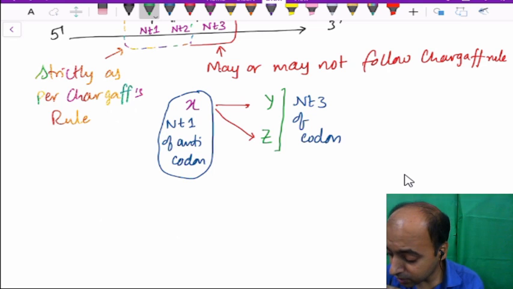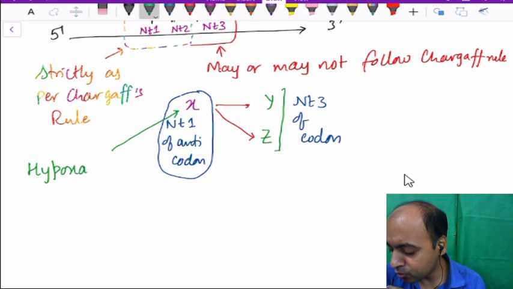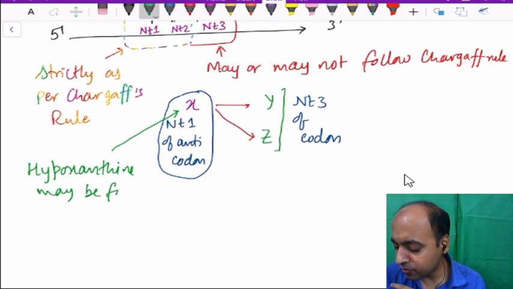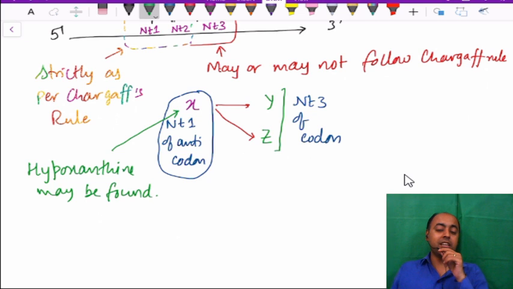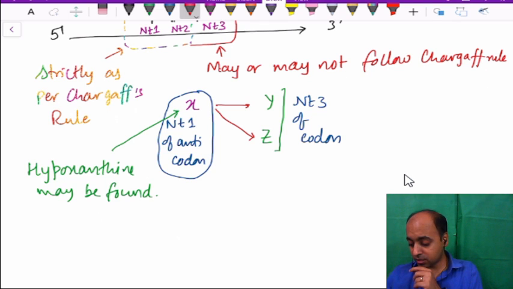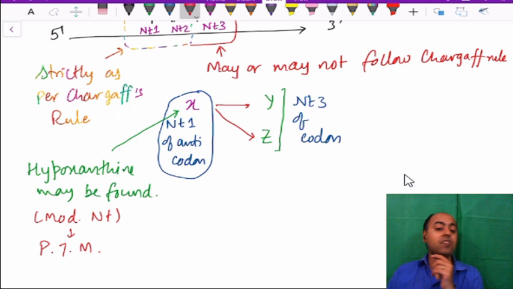And this is the place where sometimes you may find hypoxanthine. When hypoxanthine is there, the pairing increases further. It is able to pair up with three different nucleotides. When hypoxanthine is found, it will represent a modified nucleotide, meaning it is an instance of post transcriptional modification. If hypoxanthine is present at this position, it signifies that a post transcriptional modification has occurred.